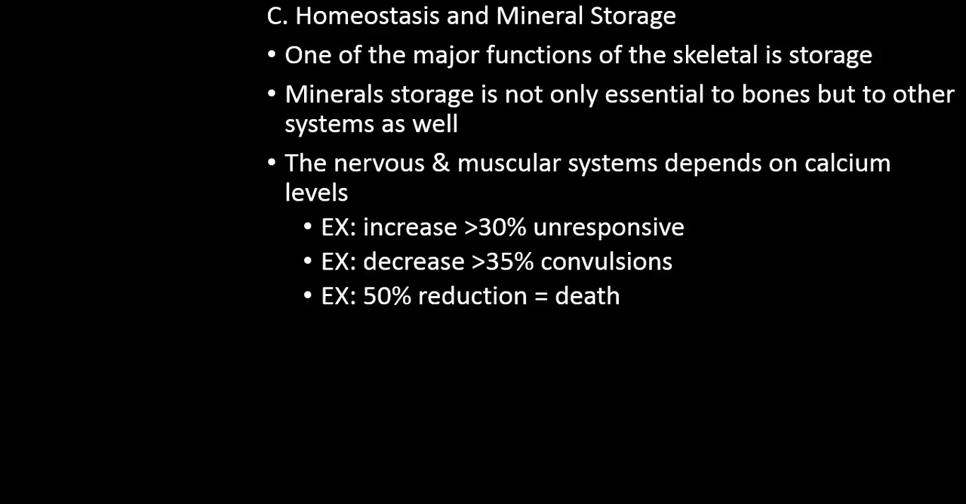Let's say you have, they highly depend on calcium, one for contraction of muscles, but the other, calcium in the nervous system, for the actual sending of signals to and from the central nervous system. Let's say you had an increase greater than 30% on calcium in your body, you would become unresponsive to your environment. Let's say there was a decrease greater than 35%, you would actually go into convulsions or seizures. So there's this fine balance of calcium in your body in order to maintain the ability to send signals to your muscles, but not only that, for your muscles actually have the ability to contract.